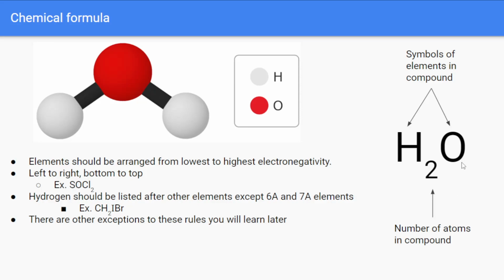An exception to this is hydrogen. Hydrogen should be listed last because it's a nonmetal, but its position on the periodic table is next to all the metals, so it looks like it would have a lower electronegativity, but it actually has kind of a high electronegativity. So hydrogen should be listed last unless there are elements in group 6 and 7A, then it comes before those.